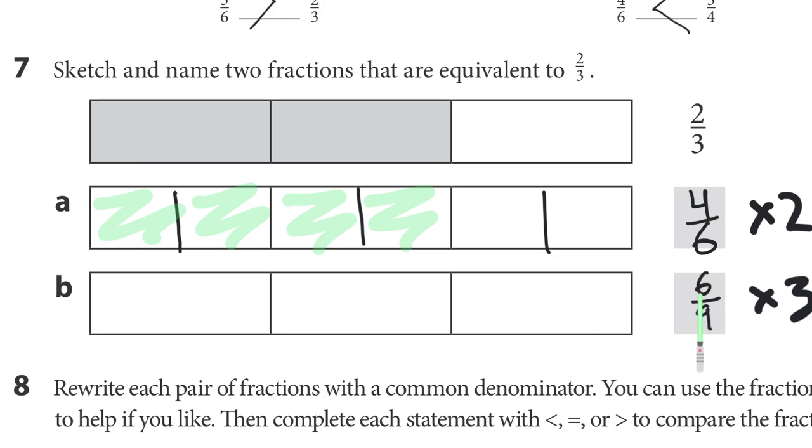Let's do this one here. I need to divide this into 9 pieces. I have 3, so I'm going to add 2 lines to each one. 1, 2, so that I have a total of 9. 1, 2, and then 1, 2. And if you count all of these, 1, 2, 3, 4, 5, 6, 7, 8, 9, I now have 9 pieces, which matches my bottom number.